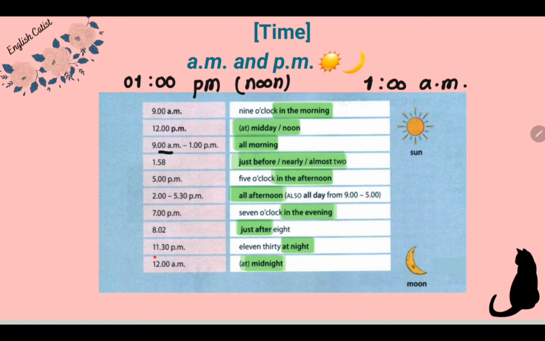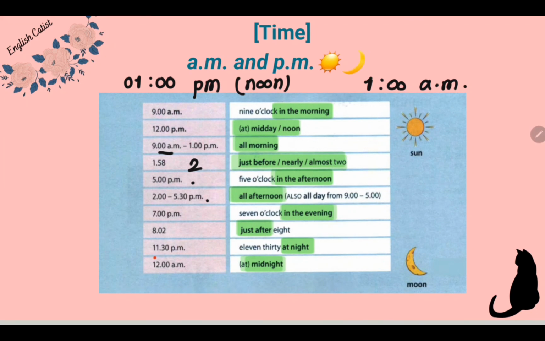1:58. After 2 minutes, we have 2 o'clock. So, just before 2, or we can say nearly 2, or almost 2. 5 p.m. It means 5 o'clock in the afternoon. 2 till 5:30 p.m. All afternoon. Also all day from 9 to 5.